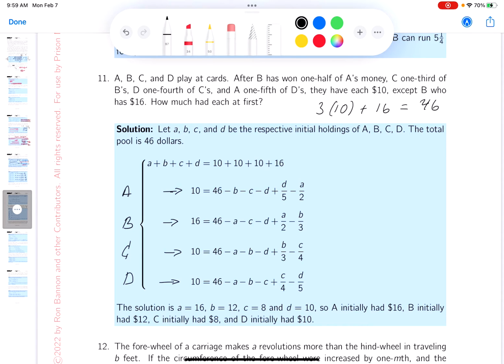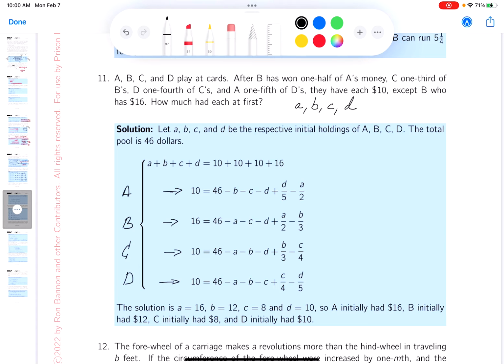Now I have to read it to you, and by reading it, I'm going to start to erase some things over here. I know there's $46. And if A's holding $10, I have to figure out where it's coming from. I want to point out again that A, B, C, and D are the initial holdings. What is an initial holding? It's how much they came to the table with. I just don't know what that is, by the way. I do know they add up to 46, though.